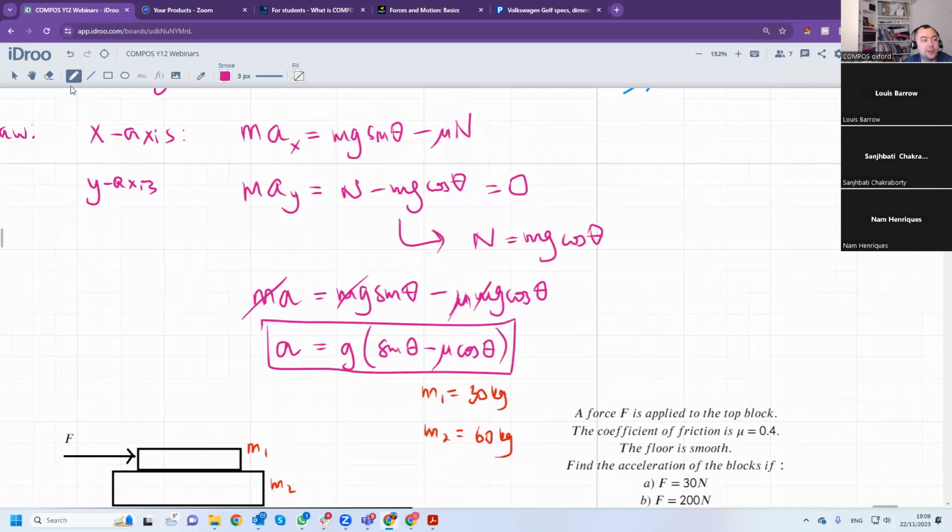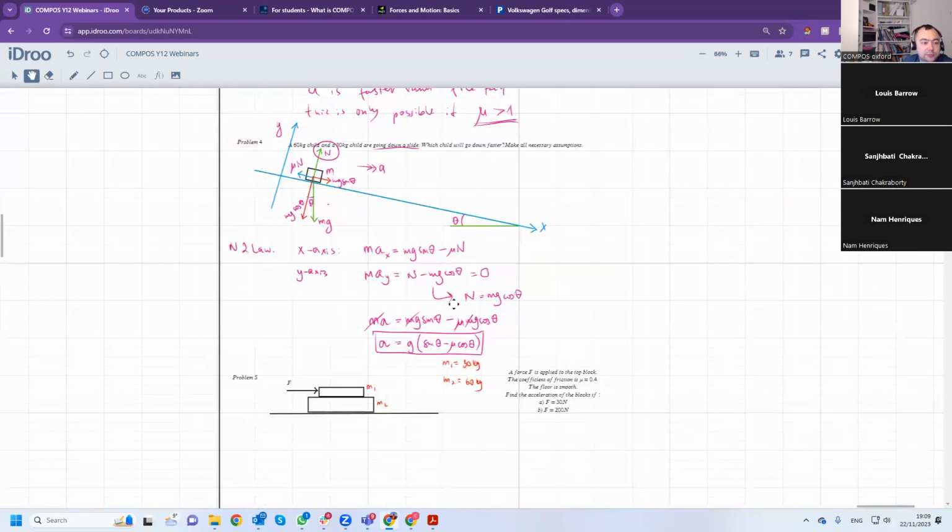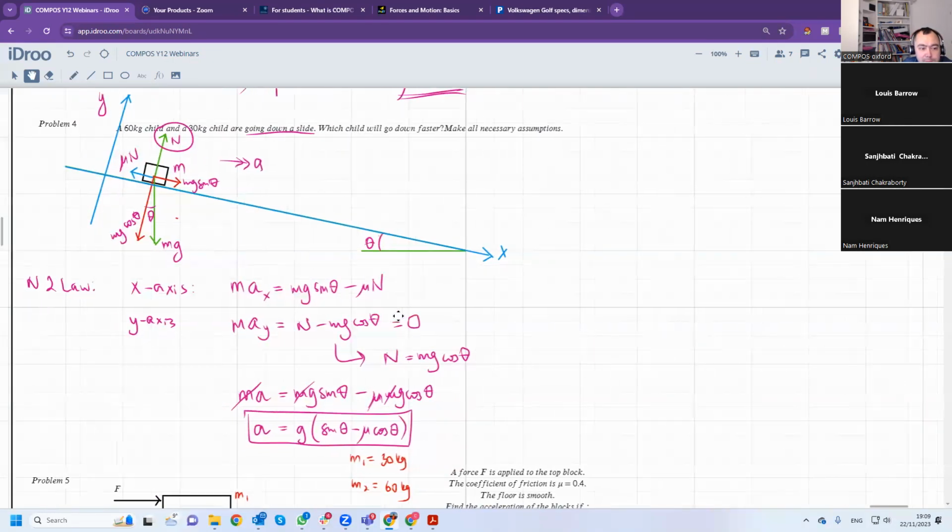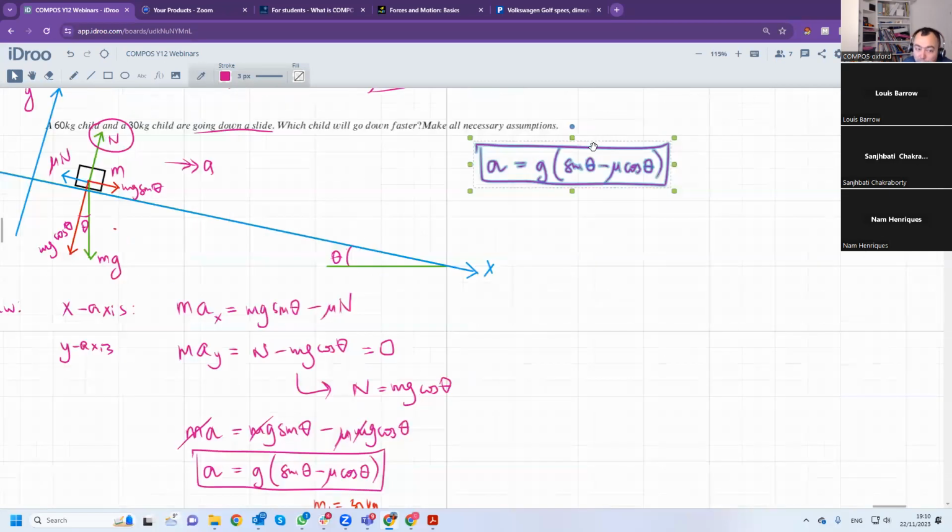So, does the acceleration of the child depend on the mass of the child? No. What does it depend on? We're assuming the same slope. Of course, it depends on the angle, but whether they're going down the same slope, what's going to be different? Mu. I love the way you spelled mu. Yes, it's usually spelled mu. So what does it depend on?